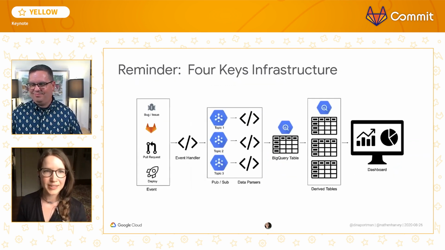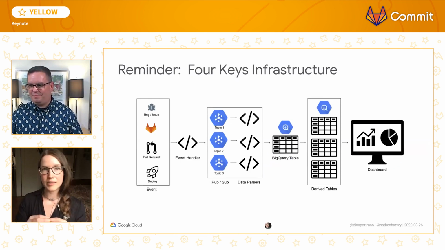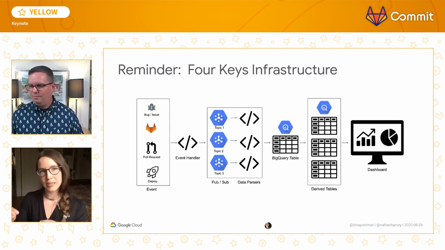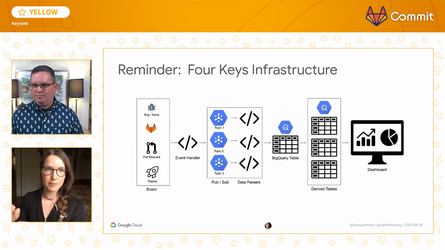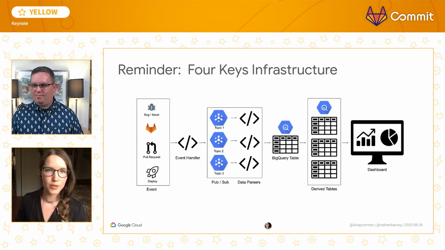So, quick reminder, this is the structure. We have all of our raw events. They are sending data to a webhook. The webhook is pushing the data into PubSub, and then the PubSub workers are pushing that data into BigQuery, which then creates our structured dimensional tables, and that feeds into a dashboard.